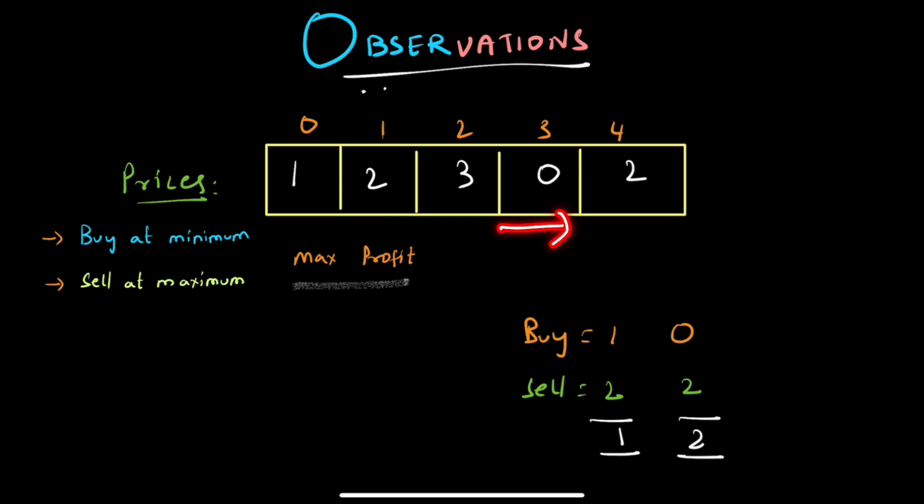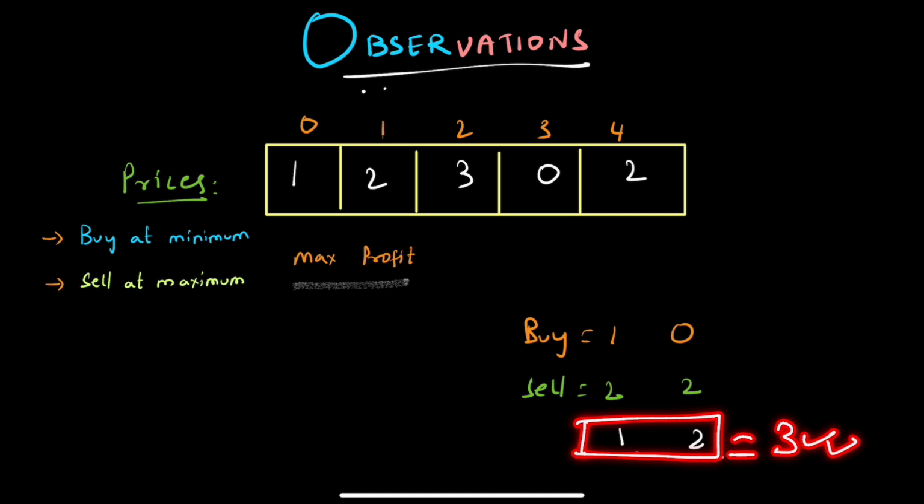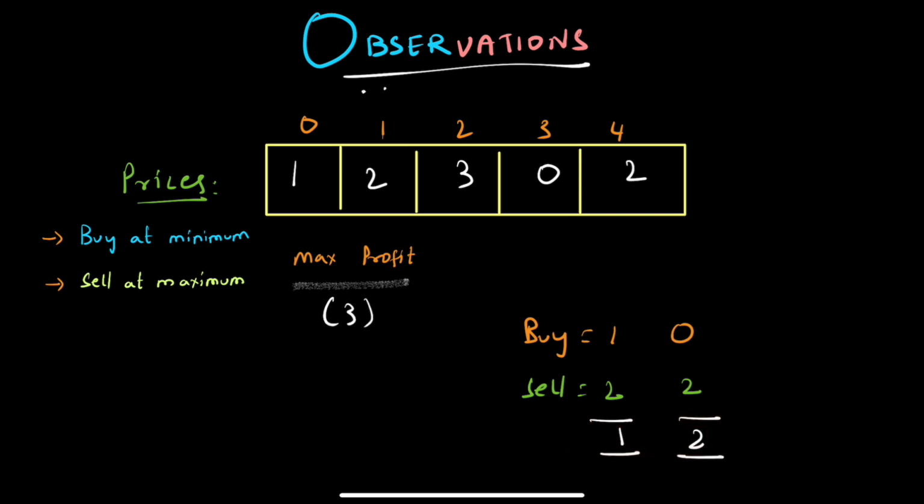Now in the whole journey, we have earned a profit of 1 and 2, which accumulates to 3. Right? So the total profit here is 3. Now you can think that the maximum profit that we can generate from this prices array is 3. But is it true? No.